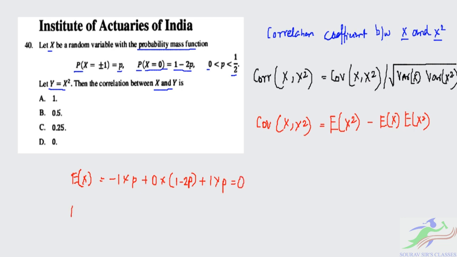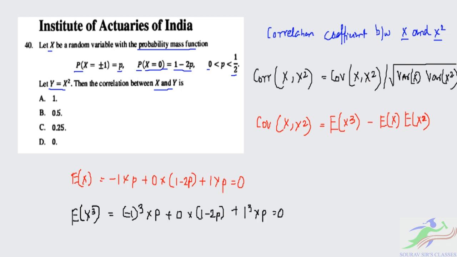And what is the variance of this X square, the mean of X square? We have to find the covariance, so this is going to be E of X cube minus E of X times E of X square. So we have to find, first of all, the mean of X cube. It is going to be minus 1 cube into p plus simply 0 into 1 minus 2p plus 1 cube into p, which is equal to 0.